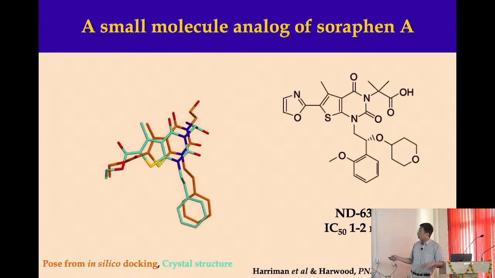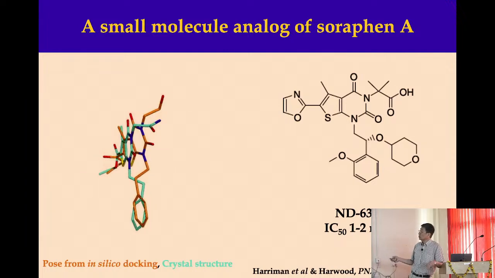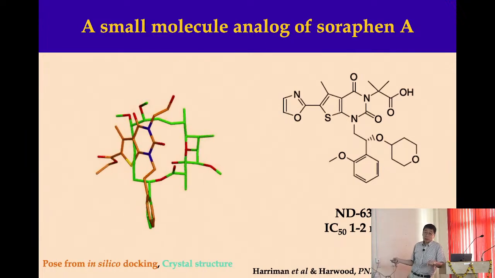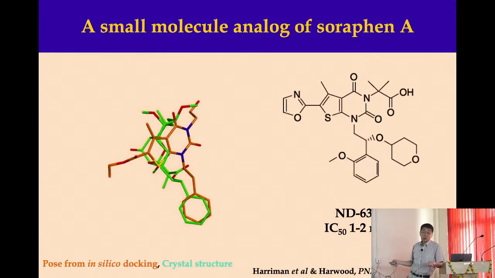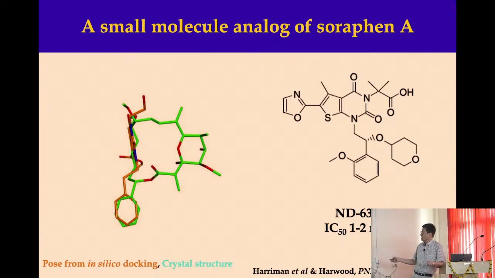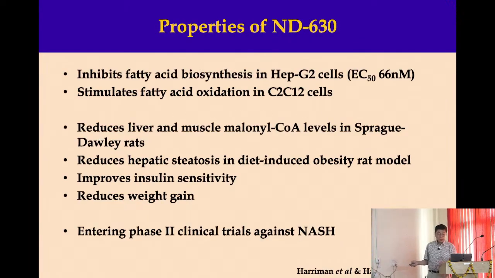So based on this knowledge, they did additional chemistry. They found this compound called ND630, very potent at 1 nanomolar against ACC, and this essentially became a lead molecule. The compound inhibits fatty acid biosynthesis and stimulates fatty acid oxidation. Again, it is isozyme non-selective, inhibiting both isoforms of ACC.